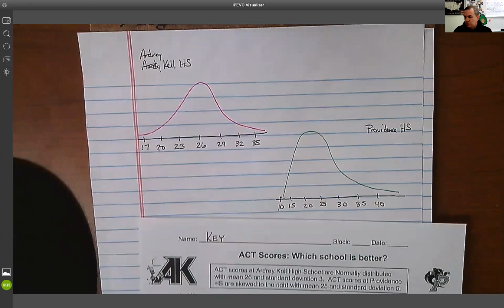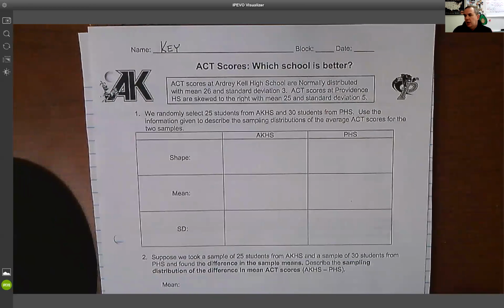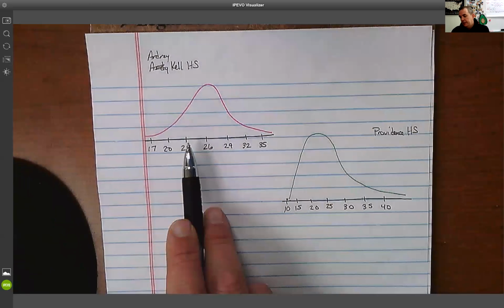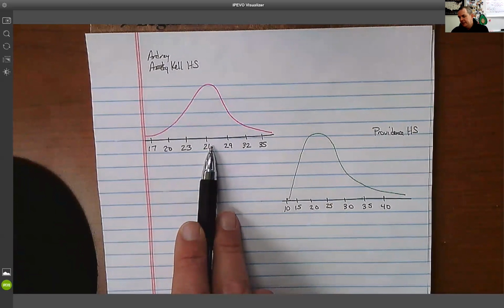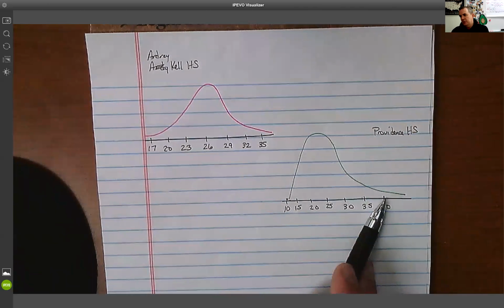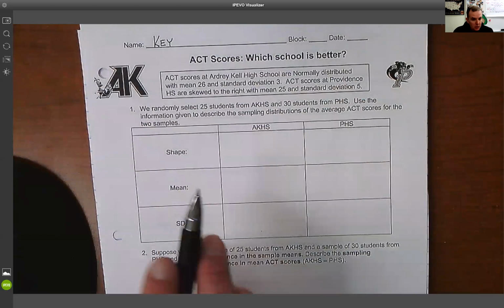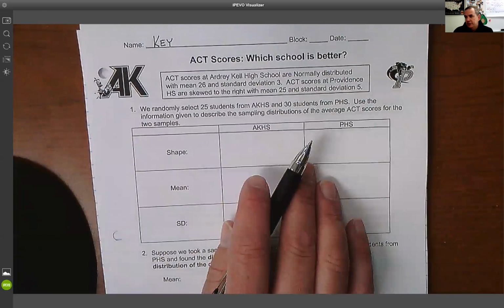What we're trying to do is see which school is better. Looking at this right now, one has a higher mean, but the other goes up to a higher score, if that makes sense. But let's take a look and see how we figure that out.